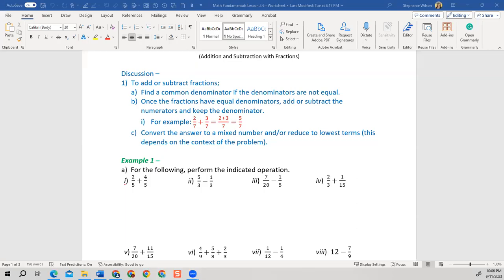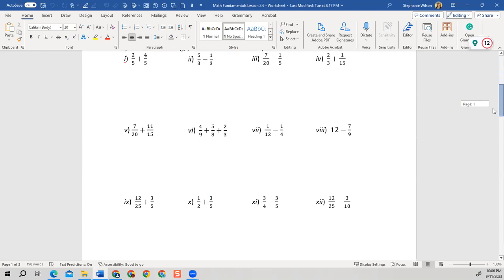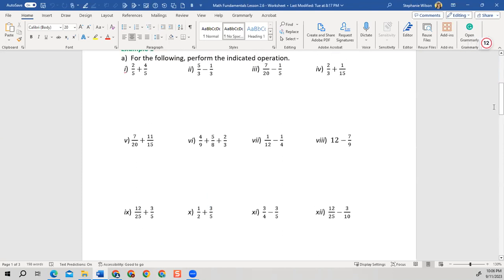Let's talk about addition and subtraction with fractions. If you want to take a minute to read over the blueprint here, it has some helpful information and instructions. Okay, so let's move on. I'm going to pick one of the addition and one of the subtraction problems.